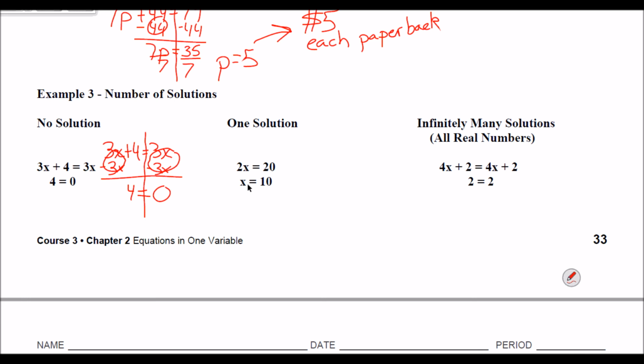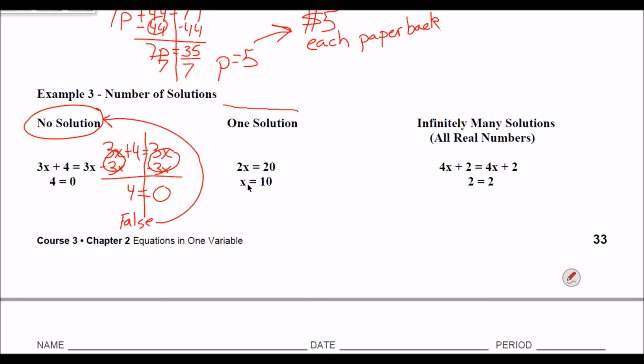Okay, so now we ask ourselves a question. Is this a true statement or is this a false statement? So is 4 equal to 0 is a false statement. And a false statement tells us that our answer is no solution. Okay? So we don't just say false, but because of the false statement, we know that it's no solution.